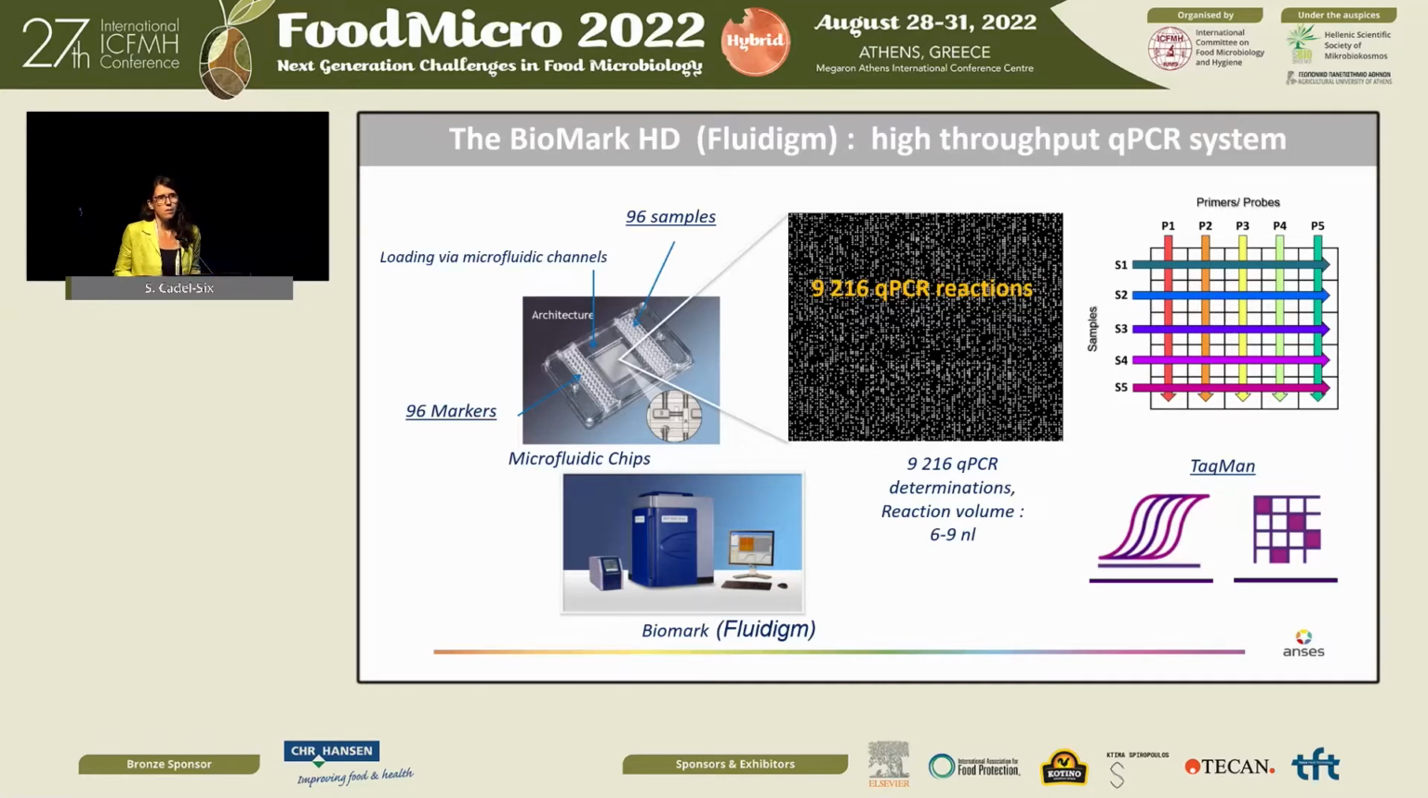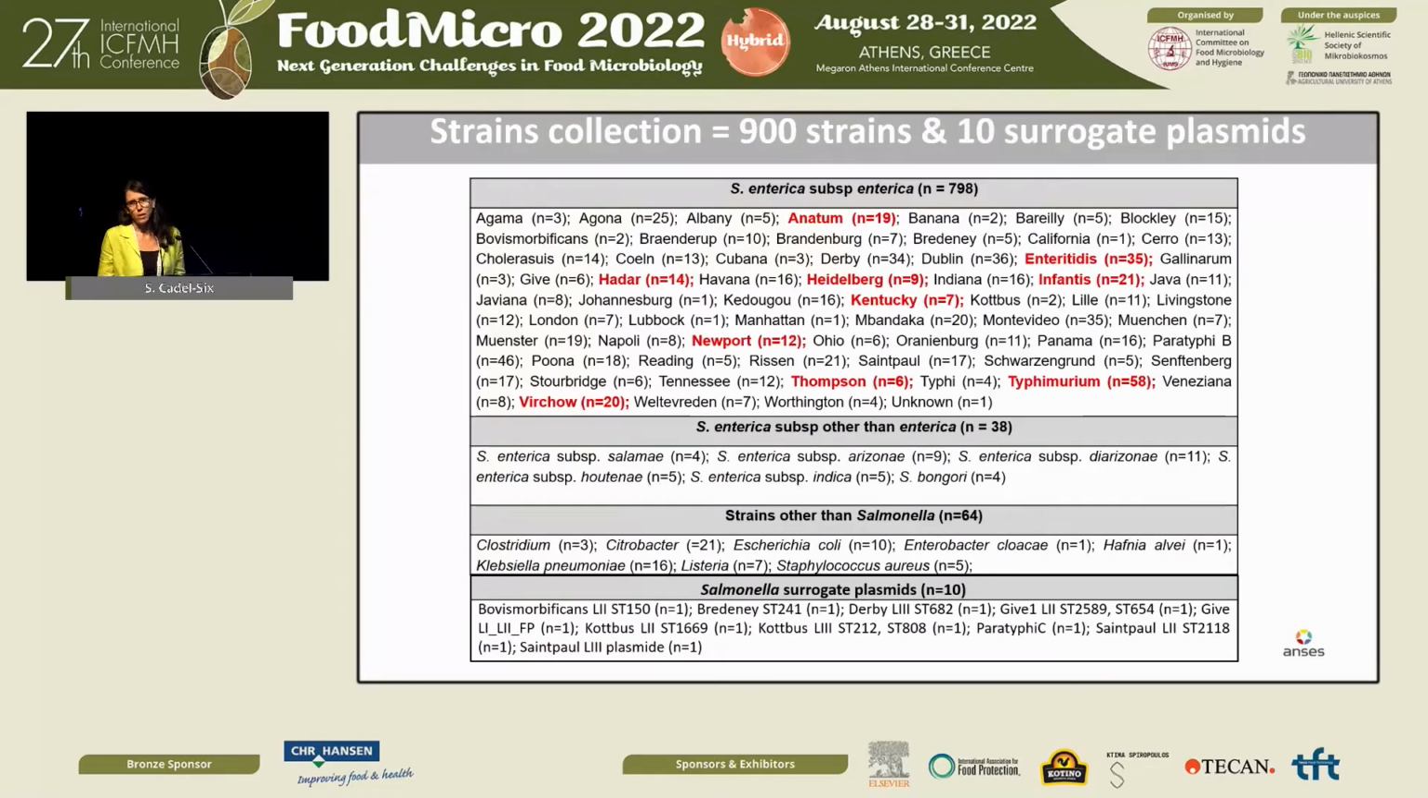Now, the success of the PCR method we developed is based on 3 assets. First, the phylogenetic analysis that allowed us to identify polyphyletic and different genomic lineages for each serotype. Second, the power of the high throughput qPCR methods used for the experimental validation, and finally, the large panel of strains used for the validation.